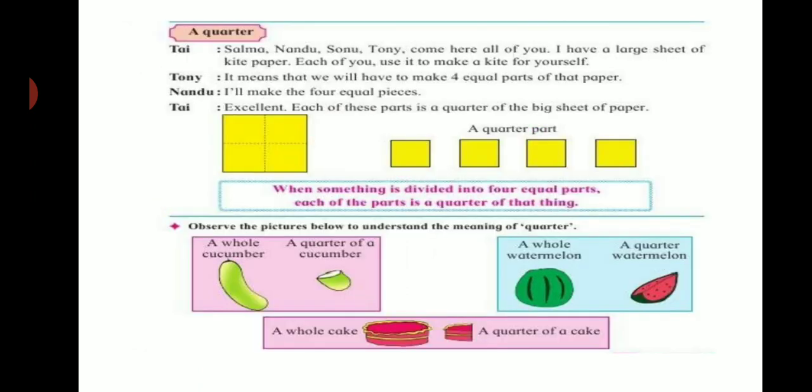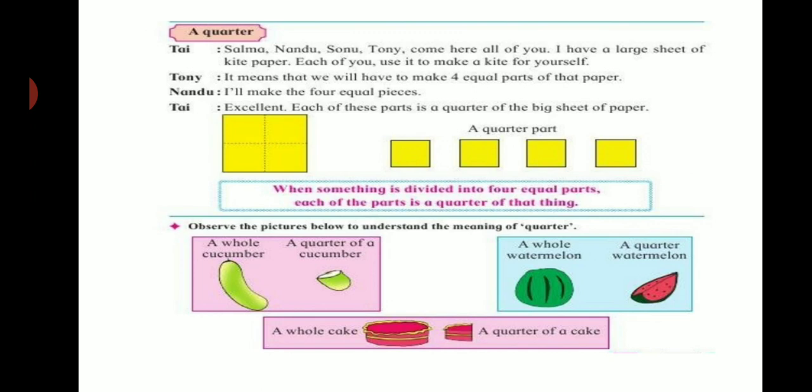Now let us move towards a quarter. Tai, Salma, Nandu, Sonu, Tony, come here, all of you. I have a large sheet of kite paper. Each of you use it to make a kite for yourself. Tony, it means that we will have to make 4 equal parts of that paper. Why? Because there are 4 friends. Nandu, I will make the 4 equal pieces. Tai, excellent. Each of these parts is a quarter of the big sheet of paper.